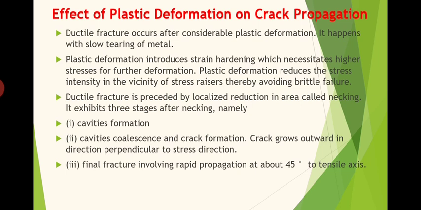So ductile fracture occurs after considerable plastic deformation. It happens with slow tearing of the metal. Unlike brittle fracture, ductile fracture occurs after considerable plastic deformation. There was no plastic deformation happening in case of brittle fracture, whereas in ductile fracture, before the fracture we can experience plastic deformation, or neck formation, I can say.